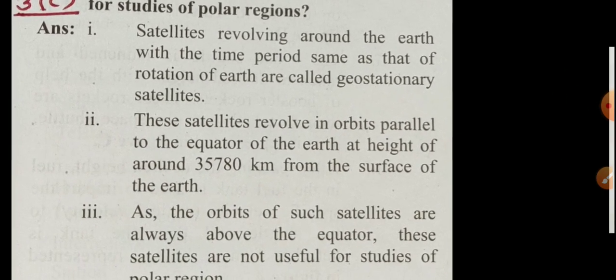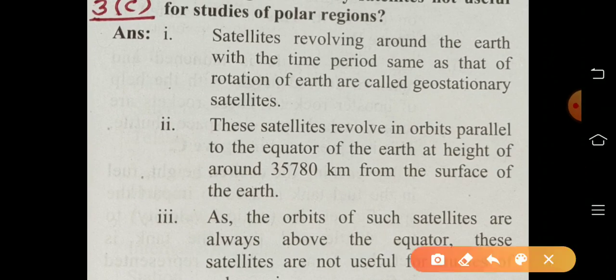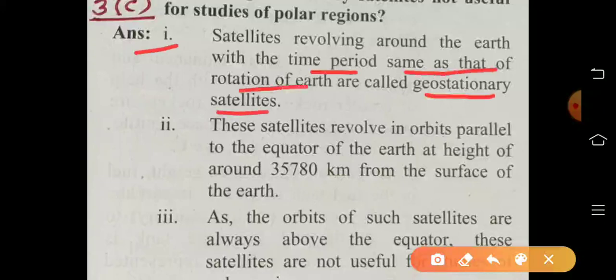So we are writing the answer point wise. See what points are given. First point, satellites revolving around the Earth with the time period same as that of rotation of the Earth are called geostationary satellites. So we are writing what is meant by geostationary satellite in the first point. Now in the second point, these satellites revolve in orbits parallel to the equator of the Earth at a height of around 35,780 km from the surface of the Earth.